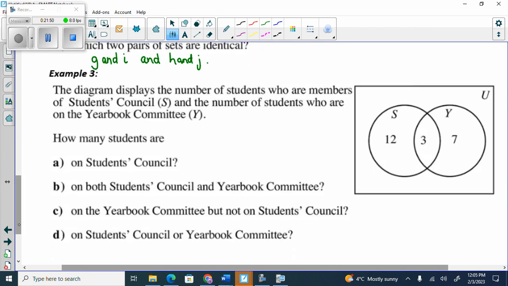So this one doesn't list elements, right? This one lists total numbers because there's no dot behind it, right? There's a 12, there's a 3, there's a 7. We agree?